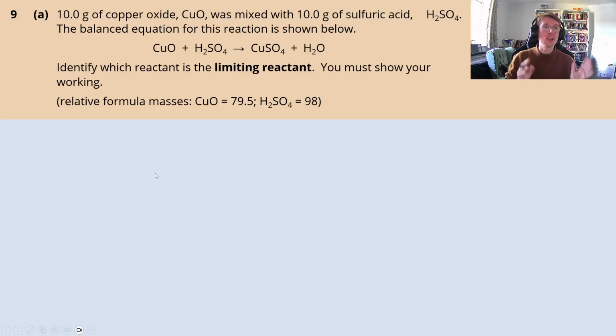So question 9 is all about limiting reactants, and the definition of a limiting reactant is essentially the substance, or the reactant, that determines how much product is formed. The thing that is limiting will be completely used up in the reaction, and then anything that is left over is what we call our excess.